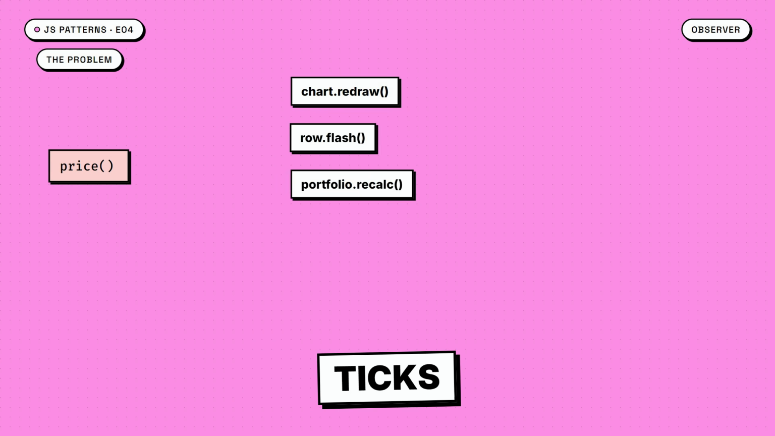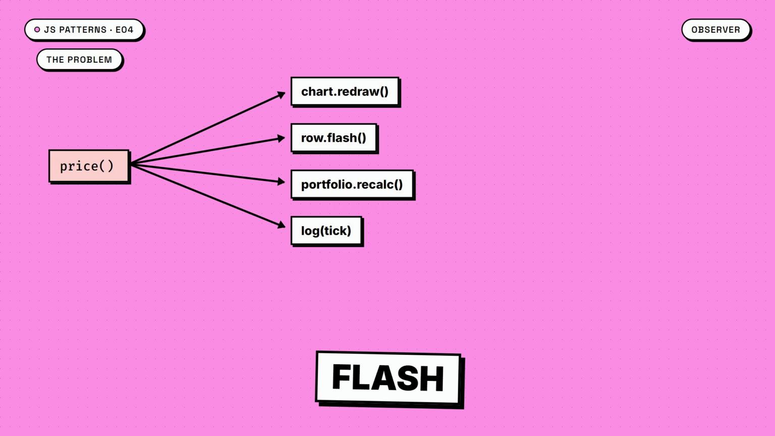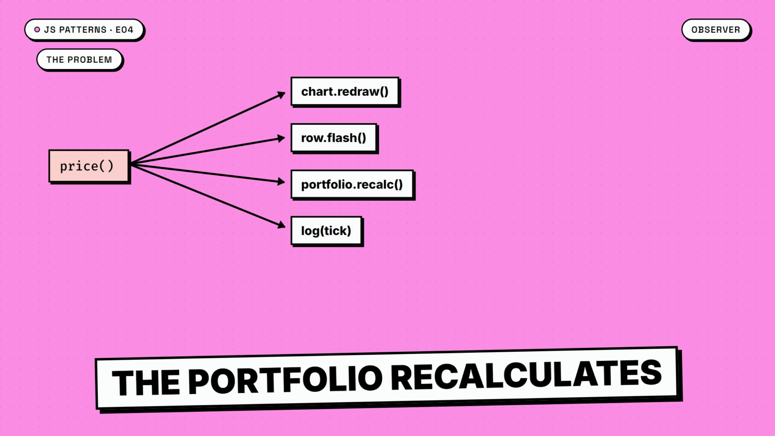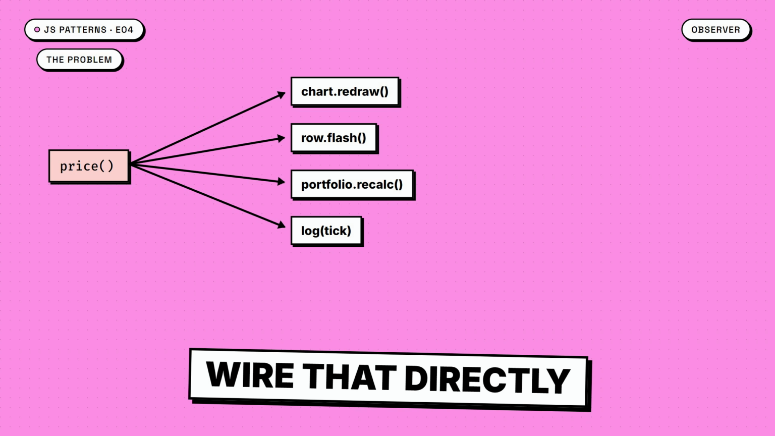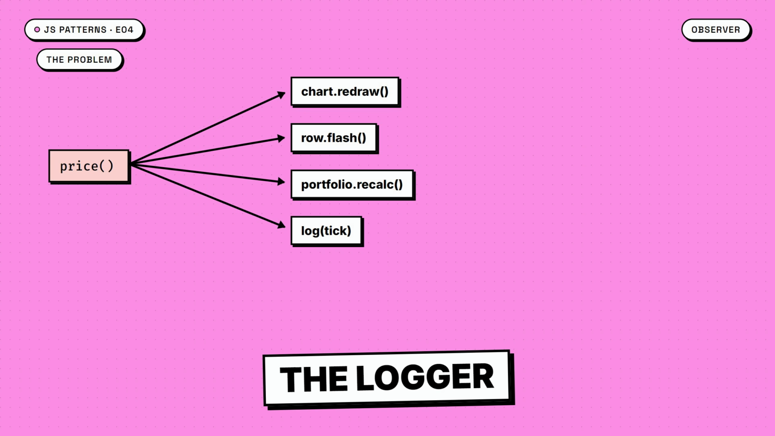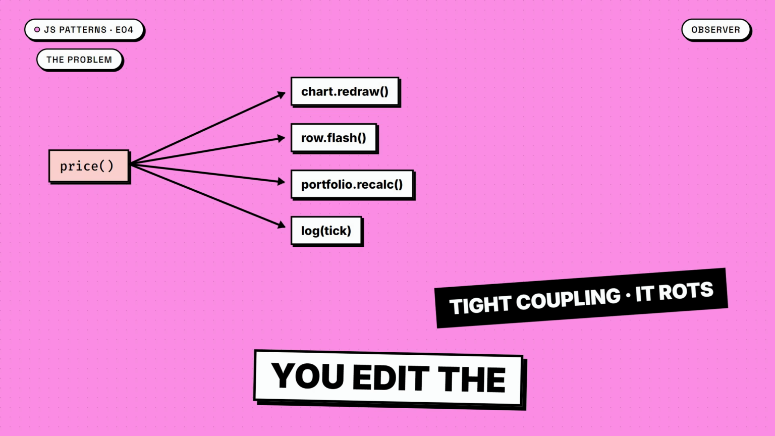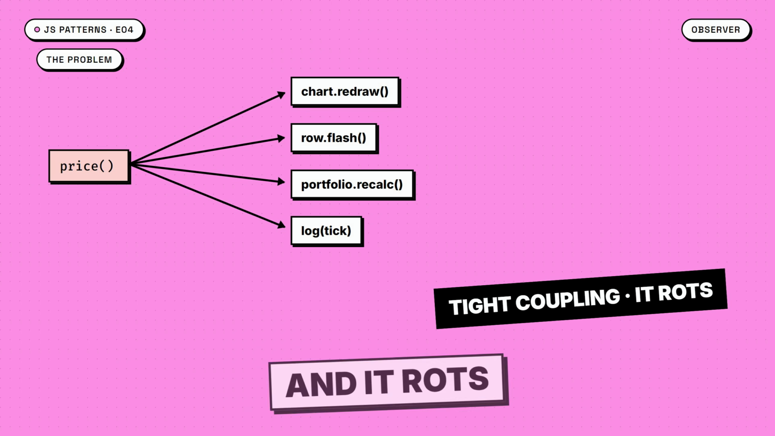A stock price ticks. Now the chart has to redraw, the watch list row has to flash, the portfolio recalculates, and something logs it. Wire that directly, and your price function knows about the chart, the row, the logger. 5 jobs welded into one. Add a 6th consumer? You edit the source. That's tight coupling, and it rots.